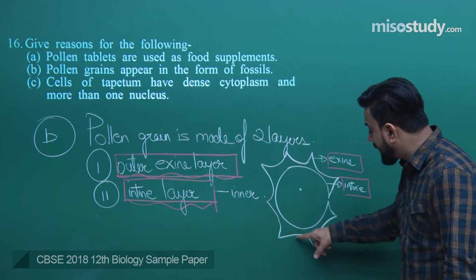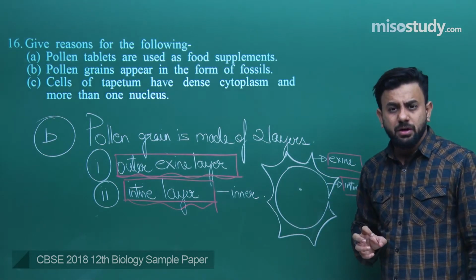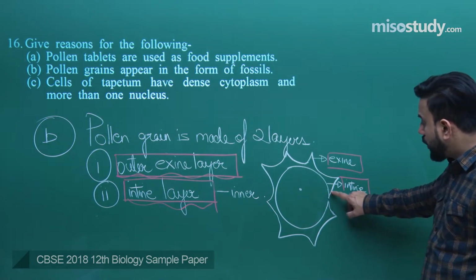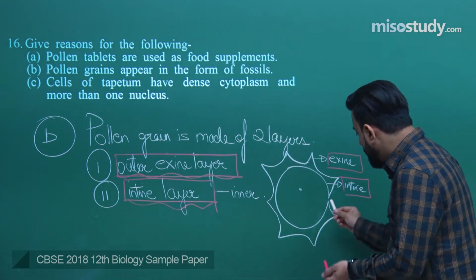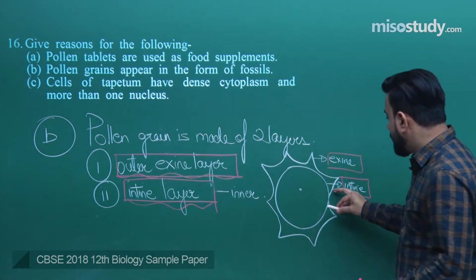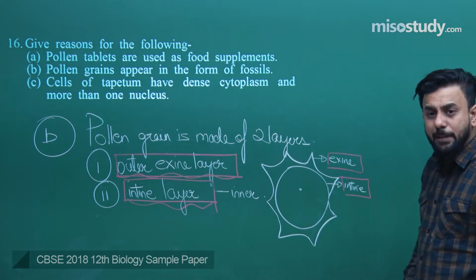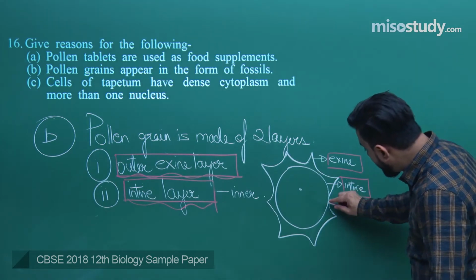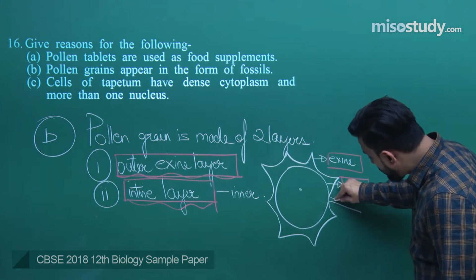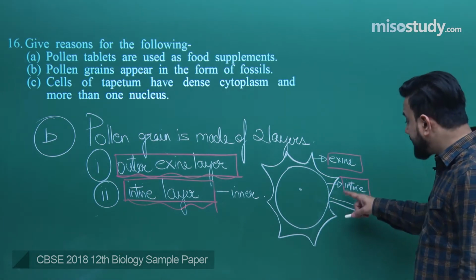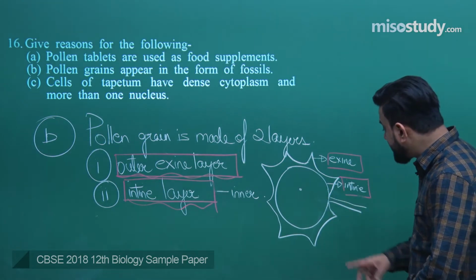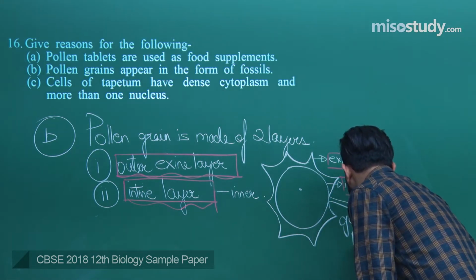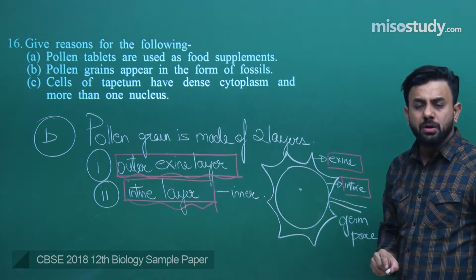Now since the outer layer is very tough, the pollen tube cannot grow outside. Hence, for this purpose, at some places the outer layer, that is the exine, is absent. Isn't the exine absent here? Only the intine is present. So from this place, the intine will grow into a pollen tube. That is why the exine is absent at this place. This place where the exine is absent is called the germ pore. Germ, G-E-R-M, germ pore. Got it?